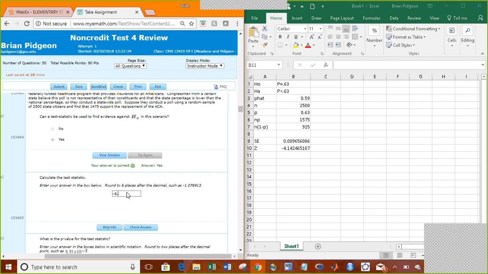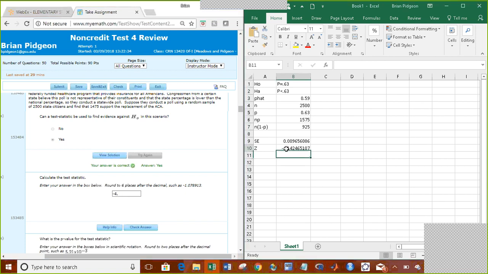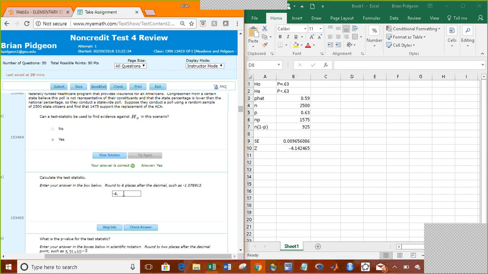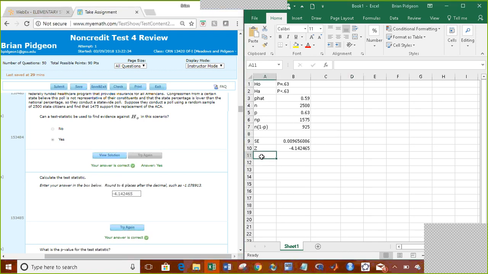Negative 4, I'm going to do six decimal places. 1, 2, 3, 4. 1, 2, 3, 4, 5, 6. Okay. So negative 4.142465. There we go. And then p-value.